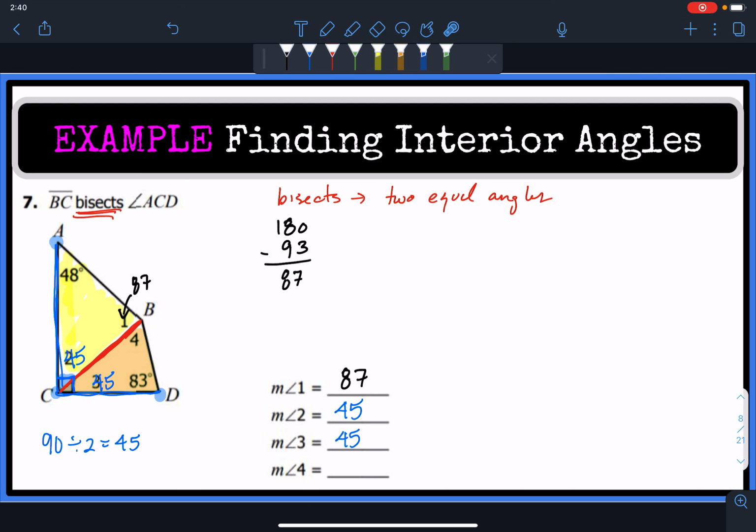So the way we're going to figure out the measurement of angle 4 again is to get 180 and subtract the 45 and the 83, which is equivalent to essentially subtracting, what, that's 128, which is 52. So there's the measurement of those four angles there.